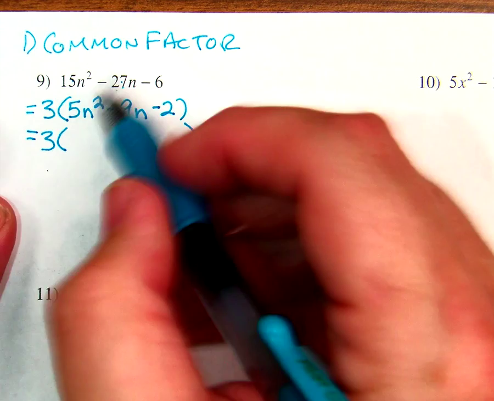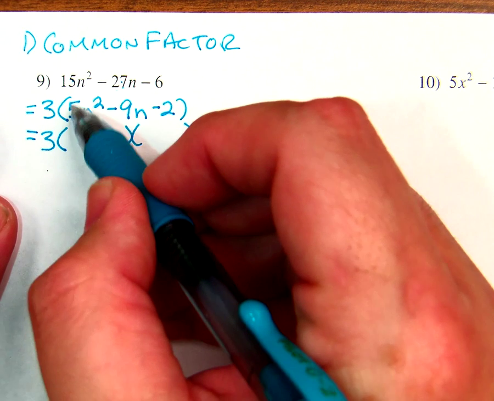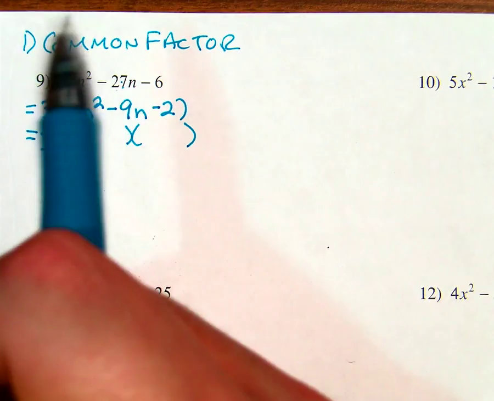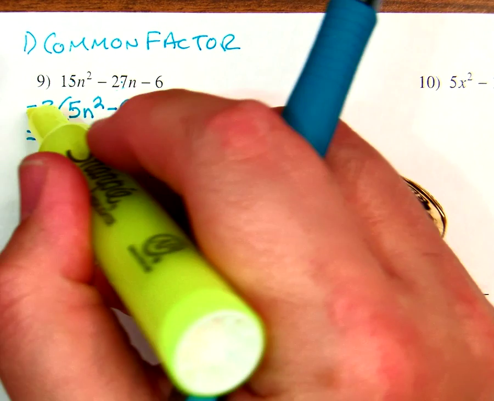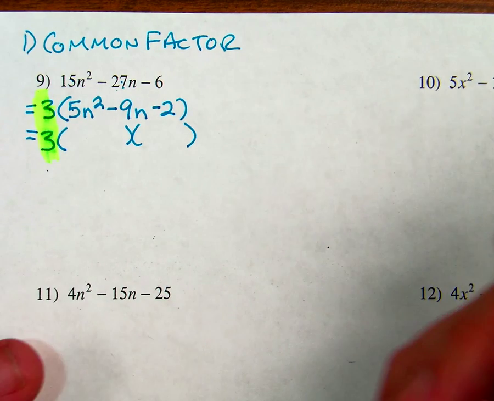Because remember, once we factor this guy, I still need to get the 3 times the 5 to get to the 15. So we can't forget that 3. That 3 has to be there. So I'll highlight it because it's important. If you do have a common factor, that one's important.